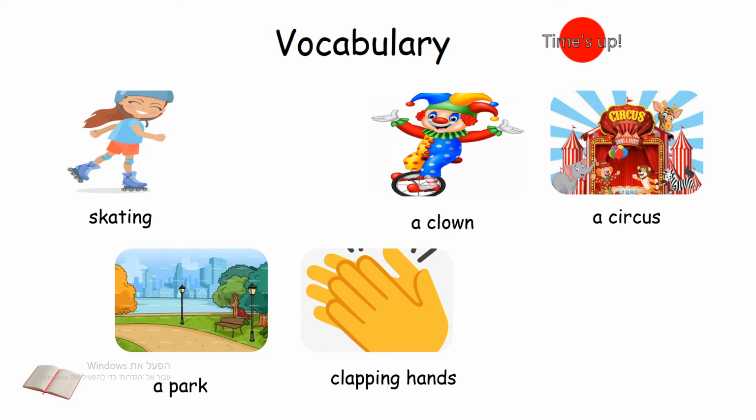And in the circus we can find a clown. Great, a clown. Can you see his hat? What colors can you see in his hat? Good job. So you can see blue, yellow, red. And can you see his red nose? Great, he's so funny.